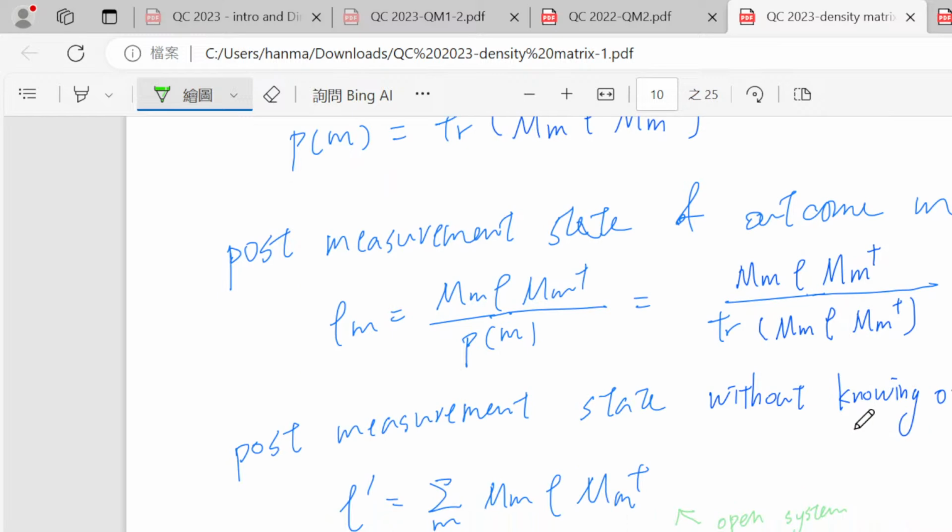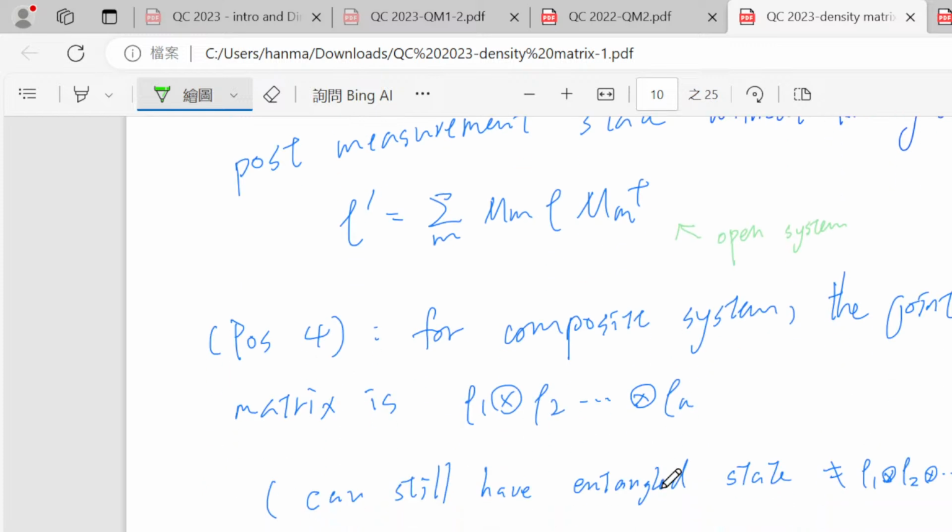And also, because we can describe probabilistic mixtures, we can have this state that's the post-measurement state without knowing the measurement outcome, which is the sum of M rho M dagger. Remember, in general rho prime will not equal rho. Even though you don't know the measurement outcome, you already changed the state.